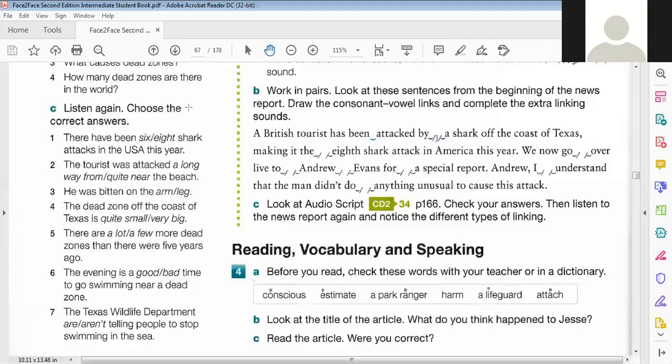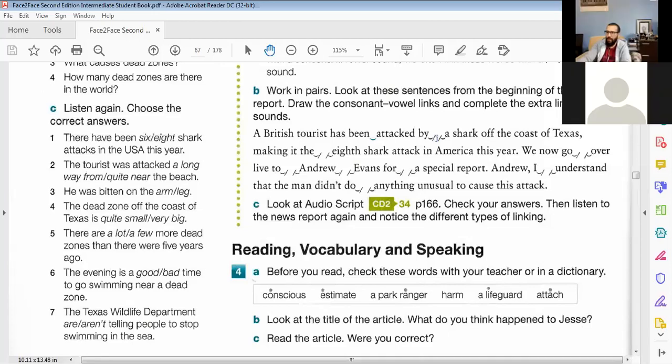Okay, so I don't know if you remember, how much you remember, but we'll check. So let's start with number one. So according to the news reporter, he said there have been 6 shark attacks or 8 shark attacks in the USA this year. Can you remember the number of shark attacks? Maybe 6. Okay, let's choose 6. And then they talked about a tourist. So a tourist was attacked a long way from the beach or quite near the beach. A long way. Okay. Then it says he was bitten on the arm, he was bitten on the leg.